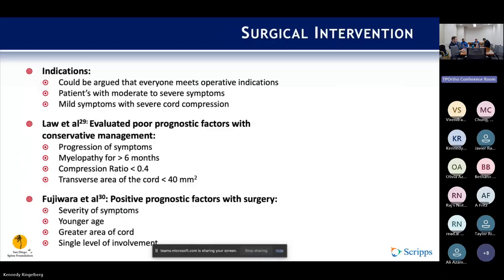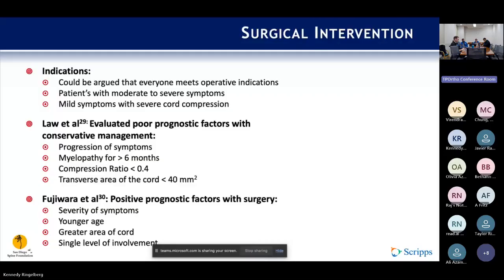As far as indications for pursuing surgery go, it could potentially be argued that everybody with this diagnosis meets operative indications. Again, just knowing the natural course is that these patients will decline. But it is a bit more complicated, and the decision should be shared with the patient based on their current severity of symptoms and functional deficits, as well as severity of spinal cord compression noted on imaging workup.